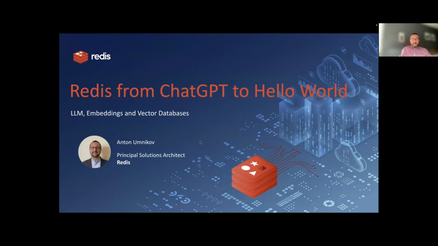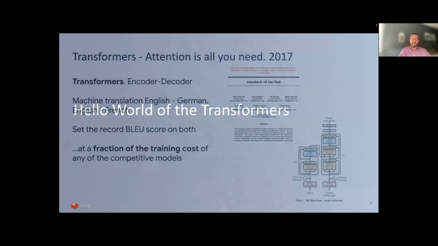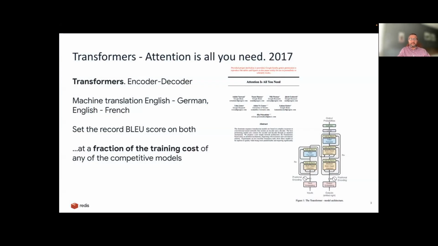The first thing I'm going to talk about is hello world of transformers. Unless you've been living under a rock, you've heard about large language models, ChatGPT. People at this event definitely heard about a lot of them. And most of you, I bet, have seen references to this paper that introduced the idea of transformers, called Attention is All You Need, published by the end of 2017.